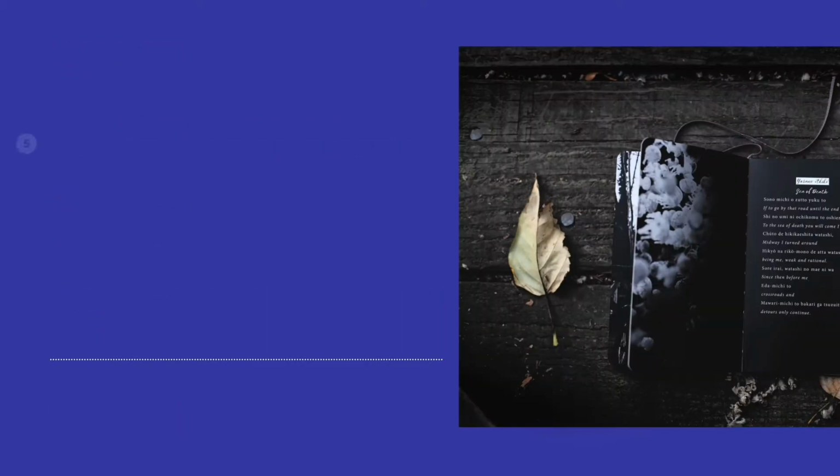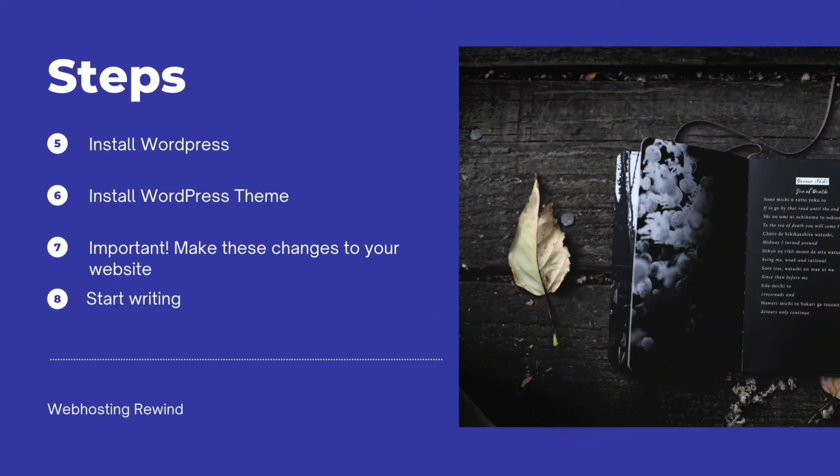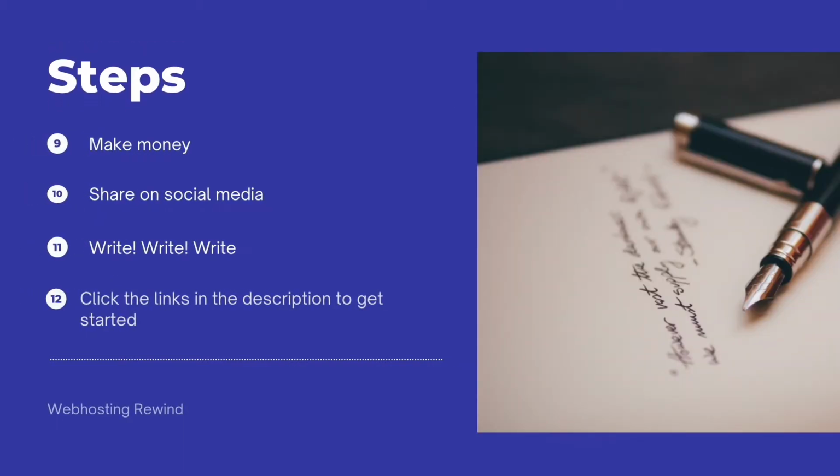After that, we are going to install WordPress. We are going to install a free and premium WordPress theme and important changes that you absolutely have to make to your website so that people can actually see it. I'm going to help you start writing and tell you exactly how long each blog post should be. After that, we're going to talk about some ways to make money, why you need to share your content on social media in the very beginning, and about how many blog posts you need to write before you decide if your website's a success or failure.